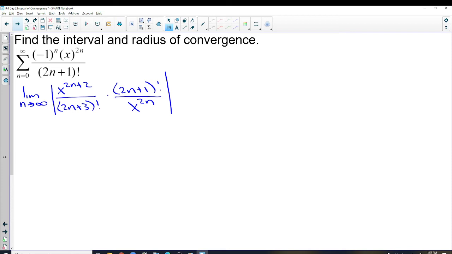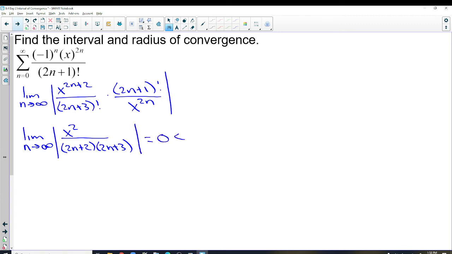Two things to worry about. We have two extra x's on top, and then in the denominator, we'll have 2n plus 2 and 2n plus 3, because both will be 2n plus 1 factorial. We have to create that 2n plus 3 factorial, though. We have to go two more.